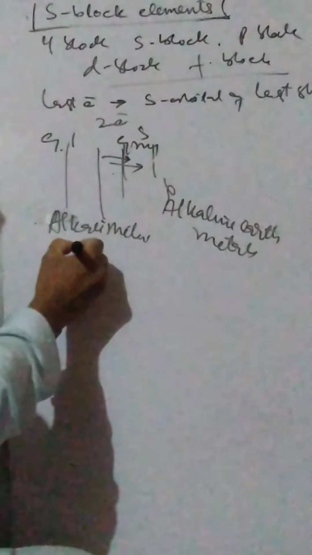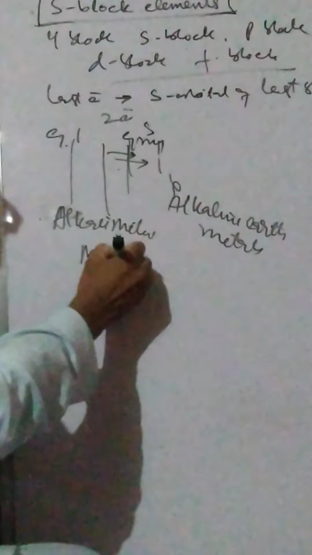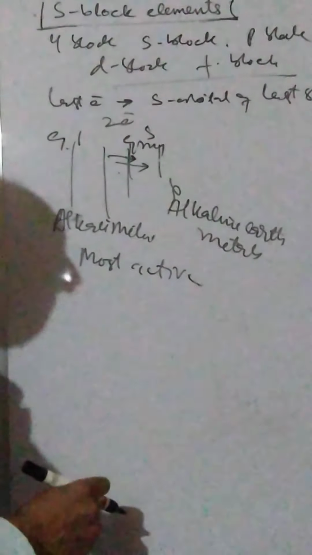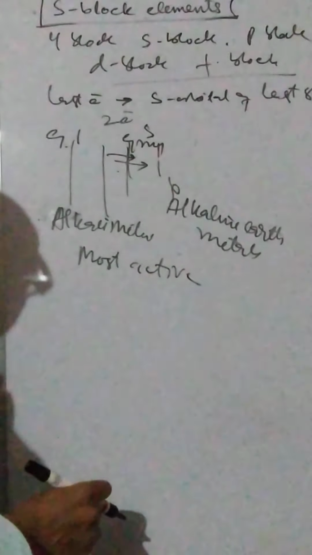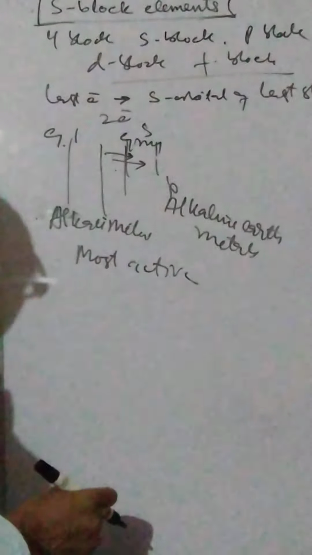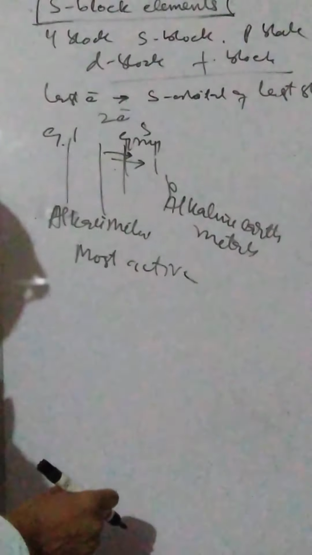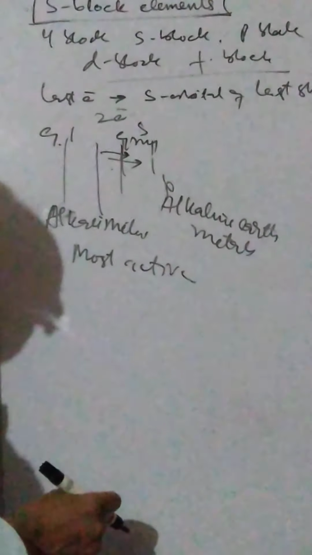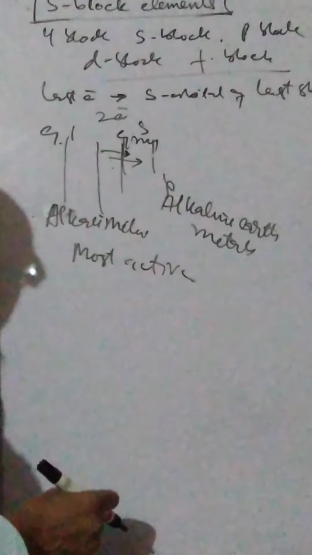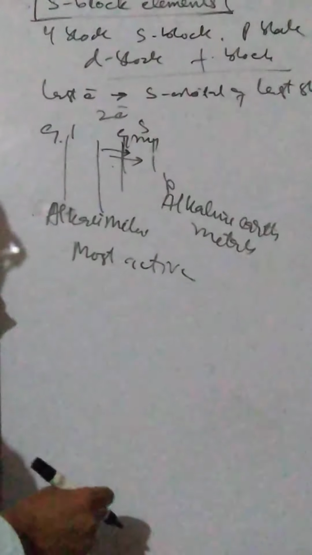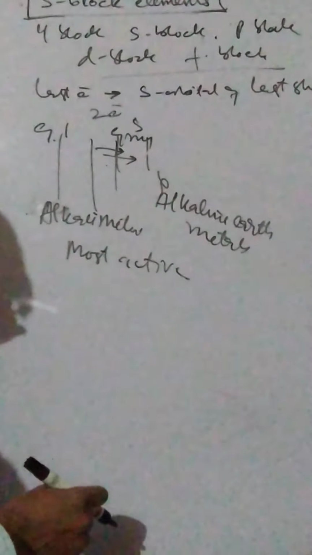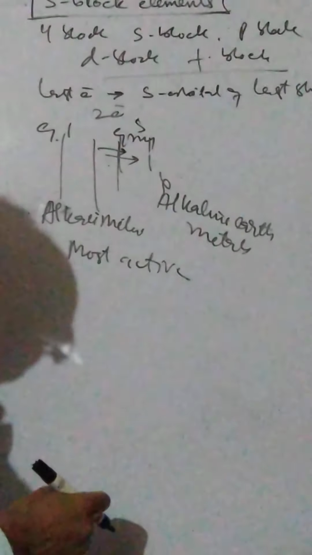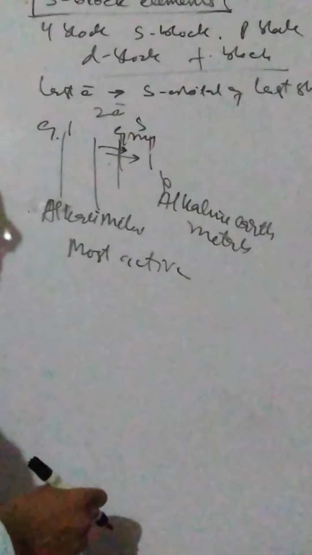These are the most active metals in the periodic table. Even when they are present in pure form, they readily get oxidized to form oxides, which is very violent. For example, if sodium is in open air, it explodes automatically, producing sodium oxide, and a lot of heat is produced.